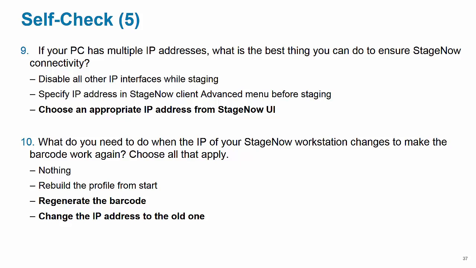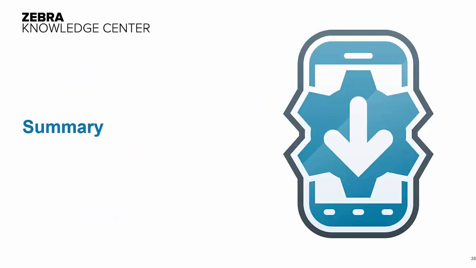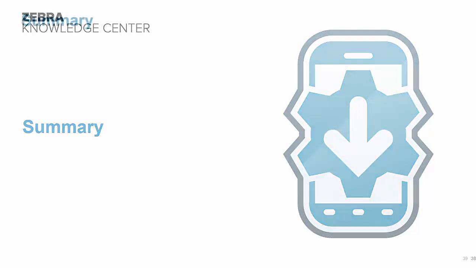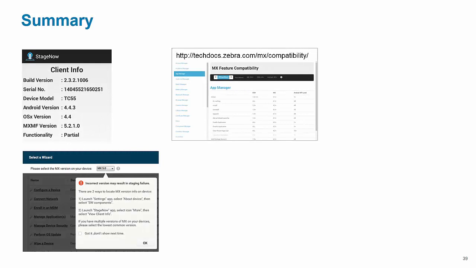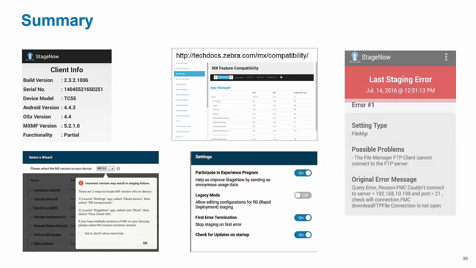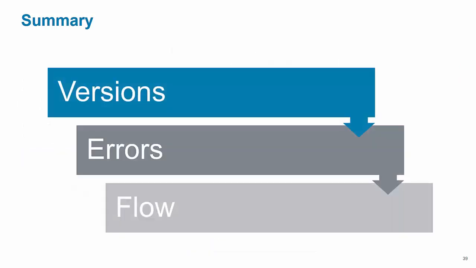This was the last one. Hope you did well. Okay, that was it. Let's summarize what we've learned. Start with version check. It is quick. Use the compatibility matrix and set the correct MX version in the profile to avoid issues. Always pay attention to the first error or set the first error termination. And remember to check your flow logic.